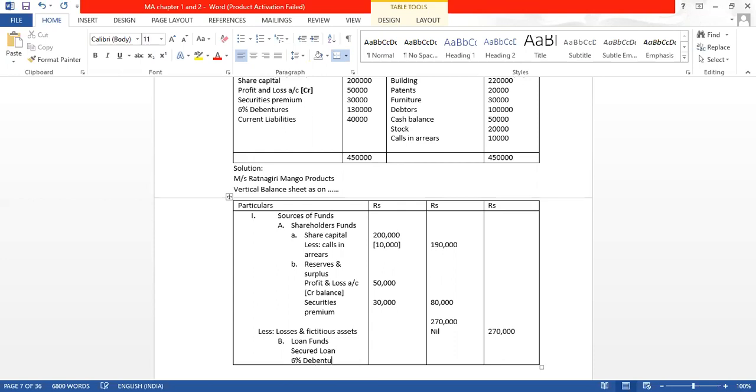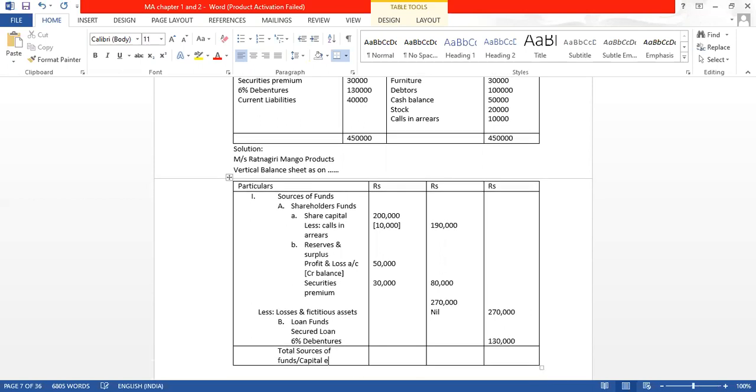We assume this to be secured. 6% debenture. The amount we can directly write in the last column because only one item is there. 1,30,000. When we add both of these, we get our total sources of funds, which is also called capital employed in business.